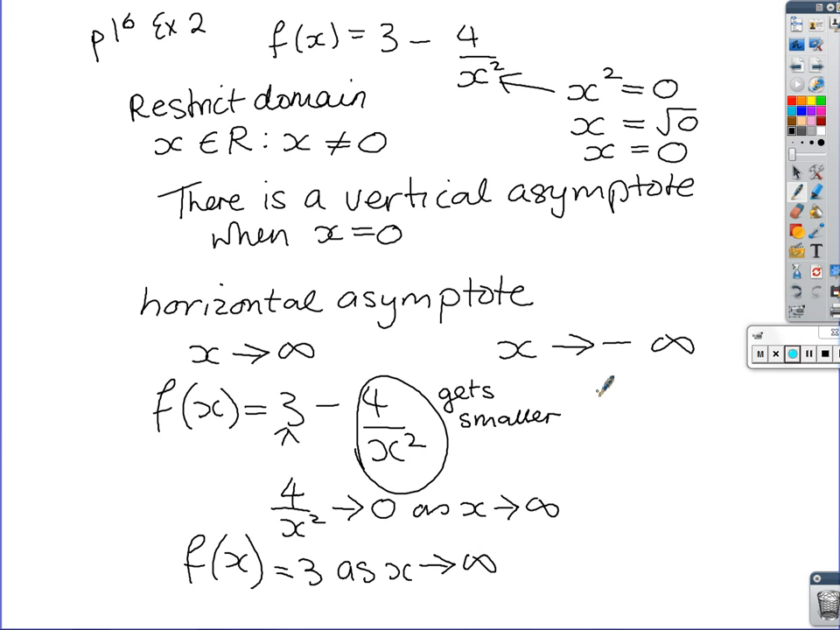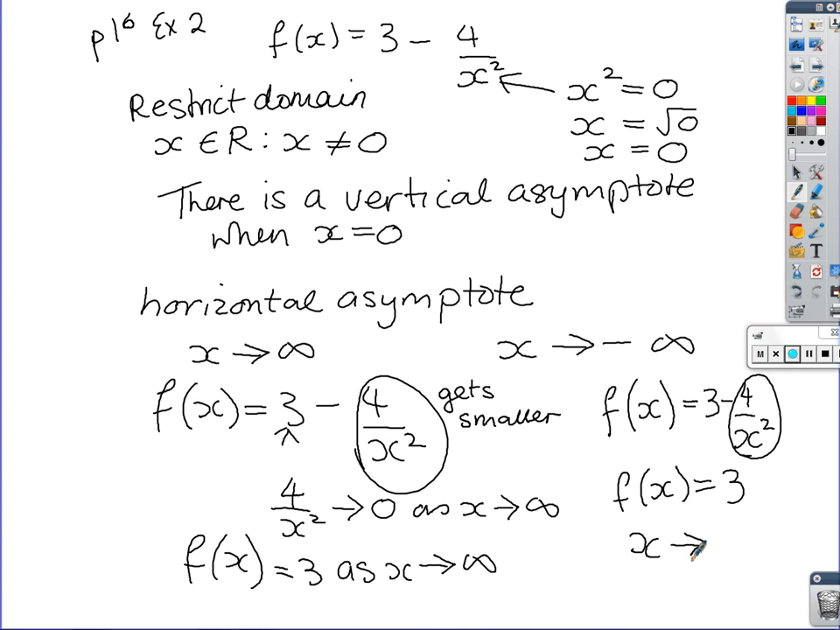The same happens when x tends to negative infinity. F of x equals 3 subtract 4 over x squared. So this part here gets smaller and smaller, and f of x equals 3 when x tends to negative infinity. So y equals 3, or f of x equals 3. This is our horizontal asymptote. Y equals 3, or we can say f of x equals 3, as f of x represents the y-axis.